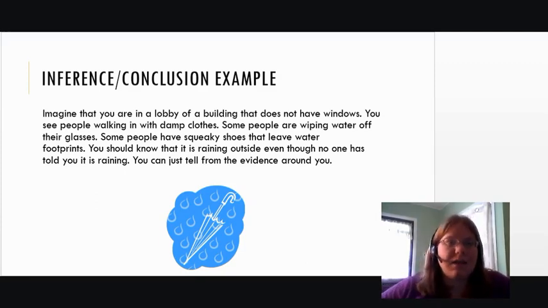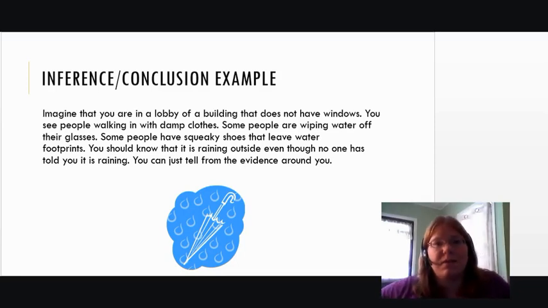Imagine that you want to ask your parents for something important. You want a new cell phone, or you want to ask them to go out late on a weekday or something. You want to make sure that you ask them at the proper time, right? You want to make sure they're in a good mood. So you can make inferences or draw conclusions about their mood based on their behavior.